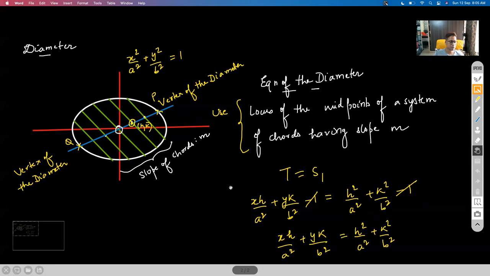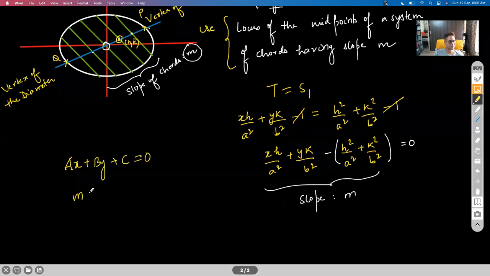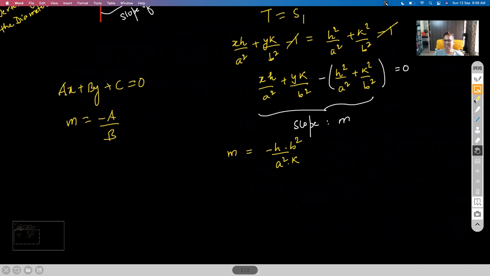Now, as per the question, this chord must have a slope of m. And what is the slope of such a line? If you write it in the general form, the slope of a line ax plus by plus c equal to 0 is minus a by b. So this is the slope, and this itself is the equation of the chord.